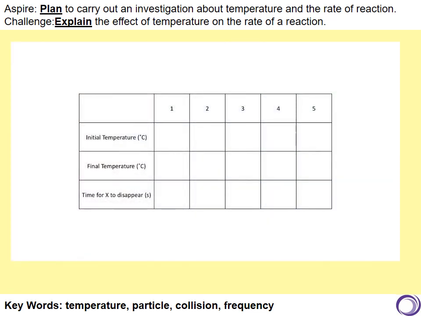Before you begin your experiment, construct a table of results like I have done here. You will need to record the initial temperature in degrees Celsius, the time taken for the cross to disappear in seconds, and the final temperature of the reaction mixture. The experiment will be repeated at 5 different temperatures, so that the effect of temperature on the rate of reaction can be investigated. For the first experiment, we will not heat the water.